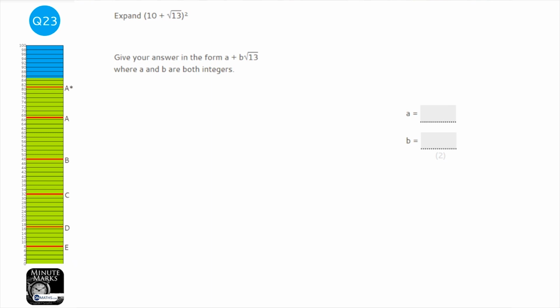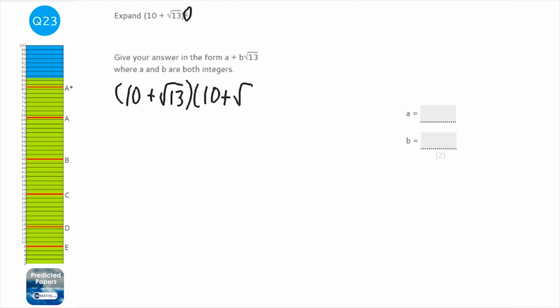Okay, for this question it's really easy to understand the question by not understanding what that squared does. Now, as soon as you walk into the paper and you see a bracket squared, just write out the bracket and then write out the bracket again. So many times I see students timesing the 10s together and timesing the root 13s together.